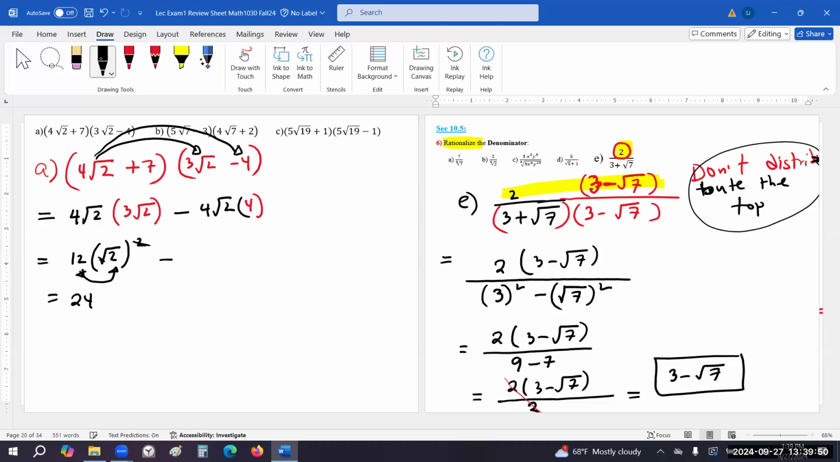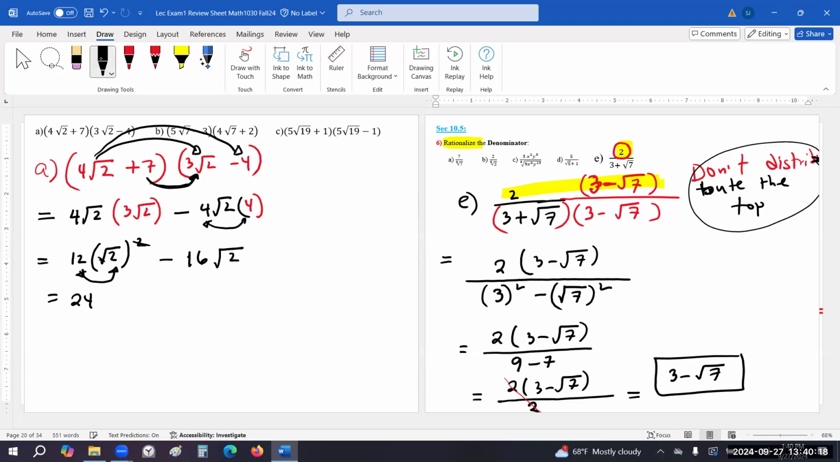So from here we get negative 16. But we're not done. We have negative 16, 4 times 4. What happens with the square root of 2? Bring it down. Yes, see? You must bring it down. Okay, now the other way around.